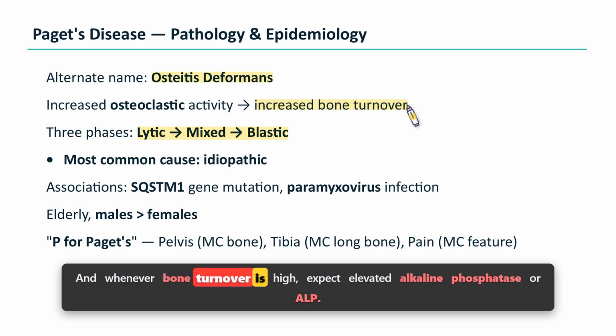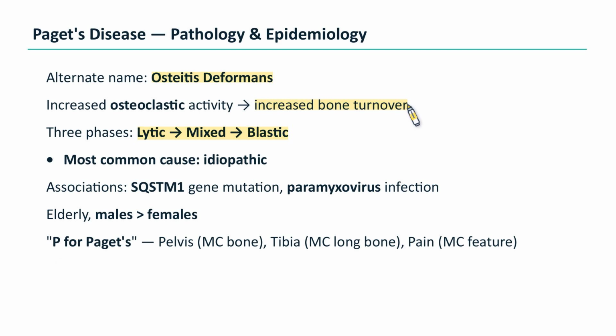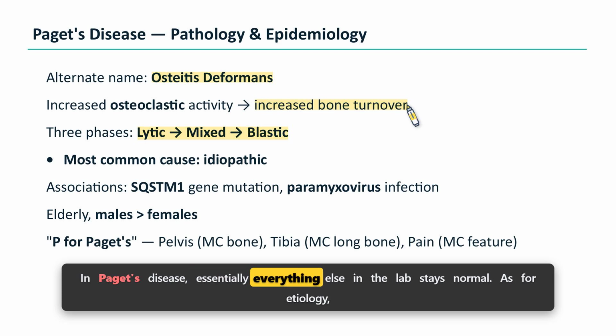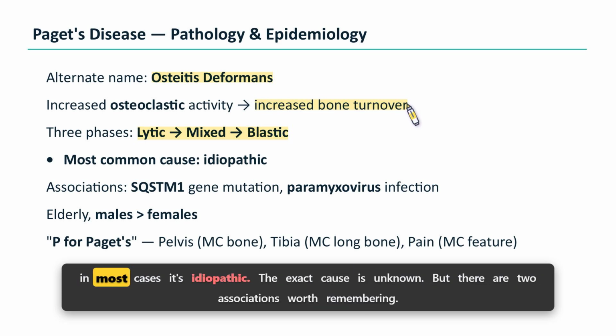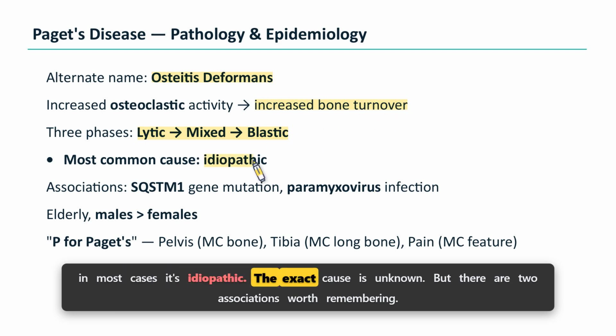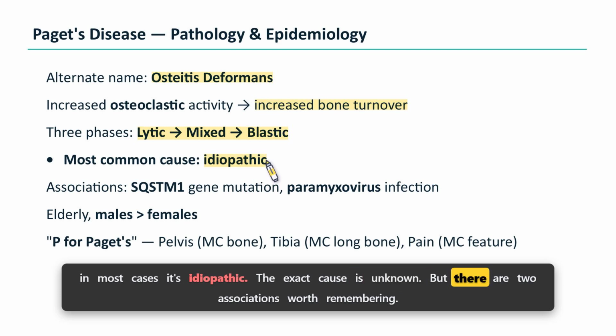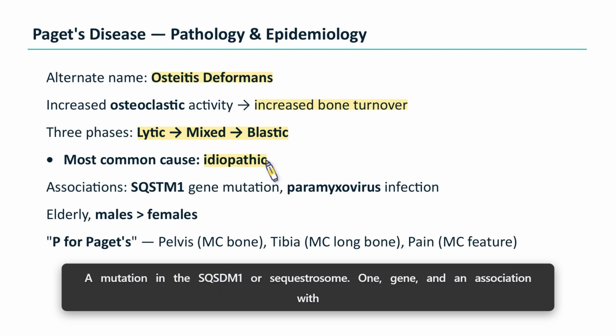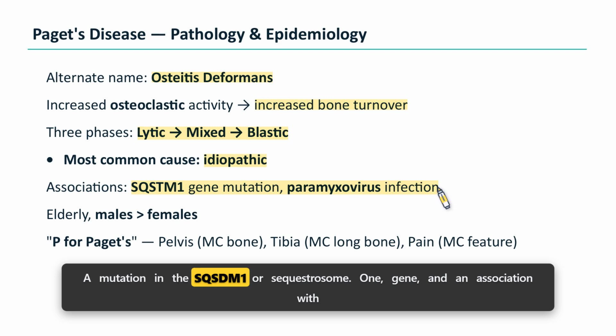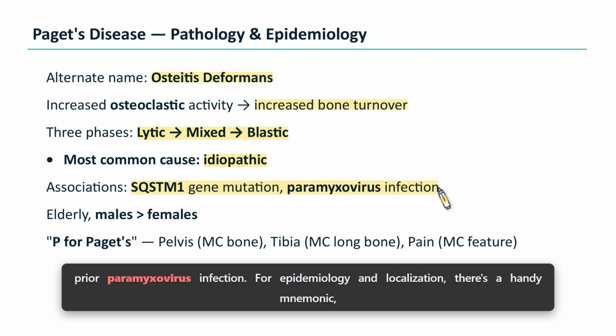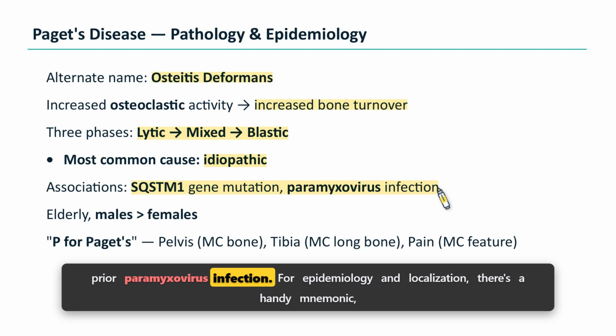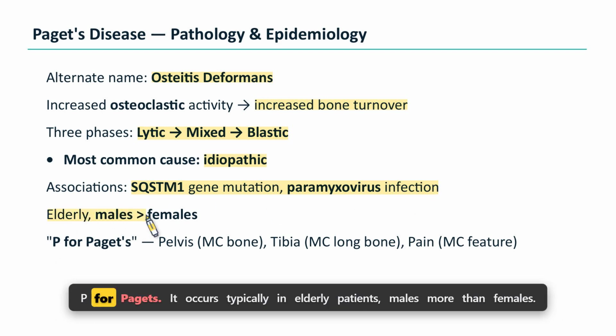The pathology really comes down to increased bone turnover. And whenever bone turnover is high, expect elevated alkaline phosphatase, or ALP. In Paget's disease, essentially everything else in the lab stays normal. As for etiology, in most cases it's idiopathic. The exact cause is unknown. But there are 2 associations worth remembering: a mutation in the SQSTM1, or sequestosome 1, gene, and an association with prior paramyxovirus infection.